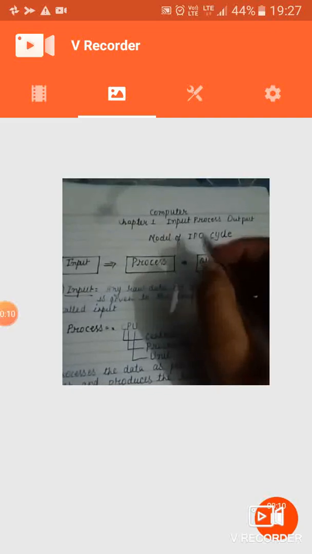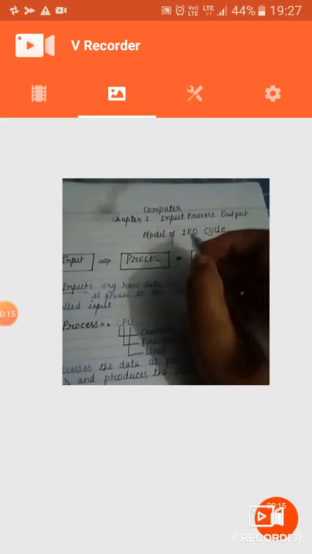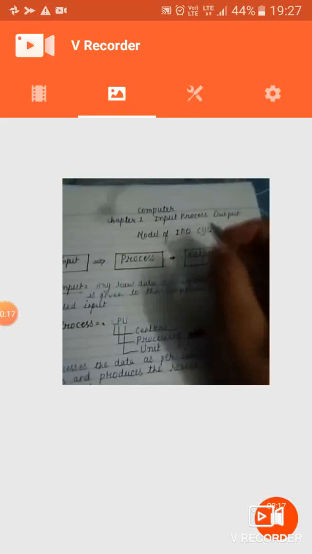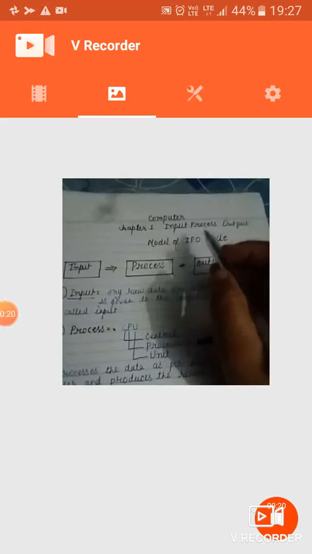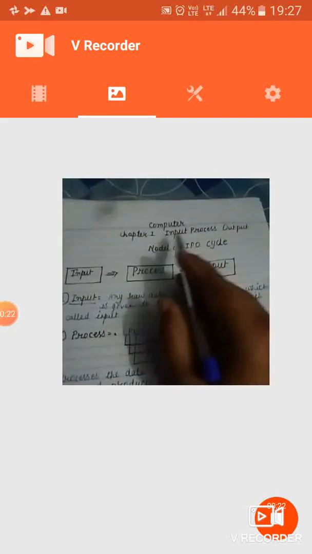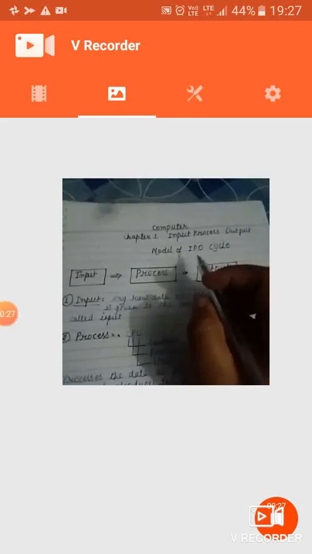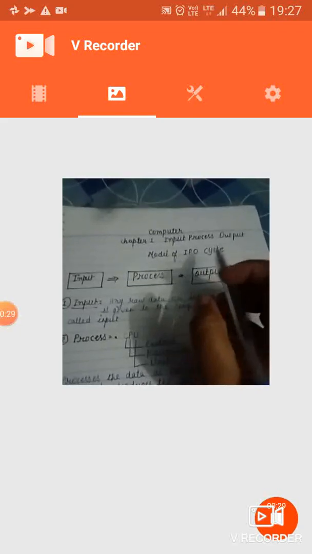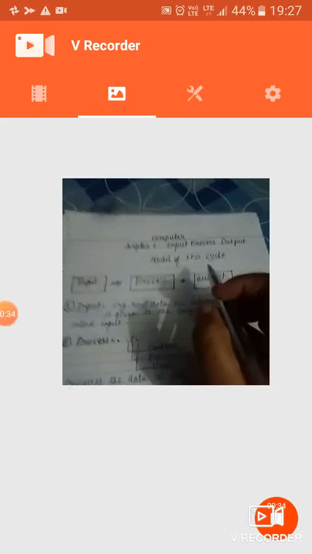Good morning students. In computer, chapter 1 is Input Process Output. Today we will learn the Input Process Output chapter, a very important chapter in computer. The short form of Input Process Output is IPO. In computer science, input process output is known as the IPO cycle.